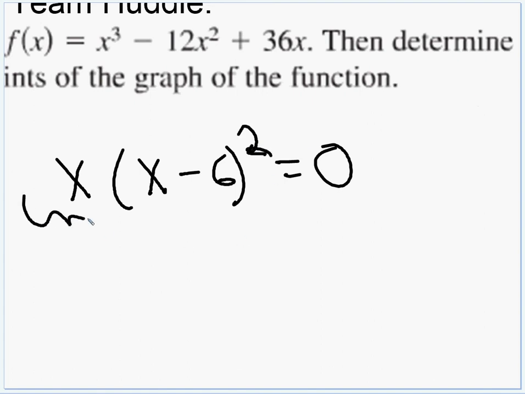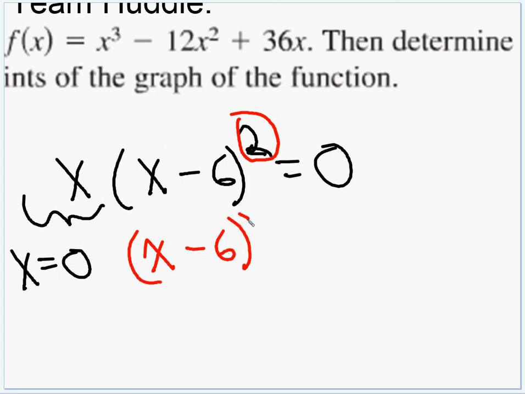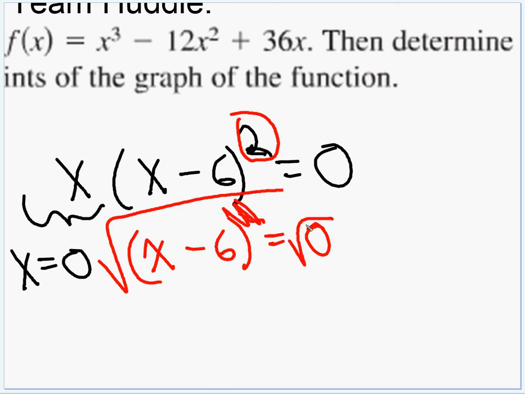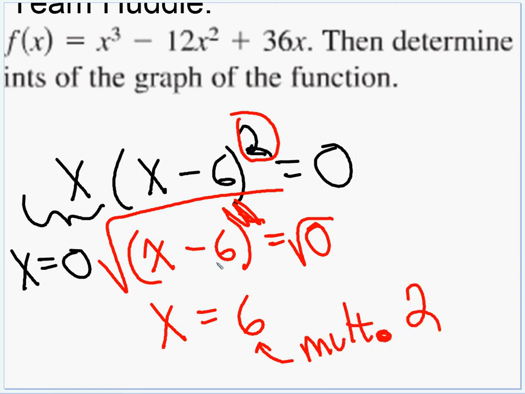So if we set this x equal to 0, it's just x is 0. Here, it's a repeater, so we're going to get the same answer twice. If I set x minus 6 squared equal to 0, the first thing I would do is square root, so the square's gone, and the square root of 0 is still 0, and then I'd add the 6. x equals 6. Again, this is a repeater. It is multiplicity 2, so the graph will bounce at 6.